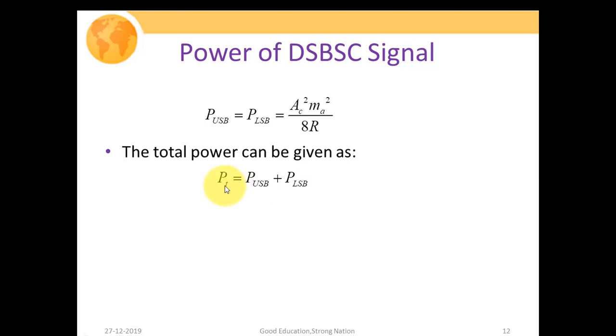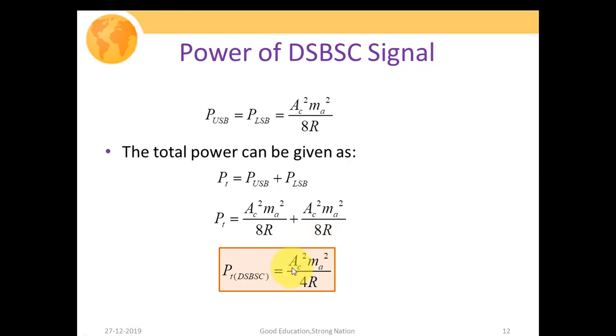So here the total power will be equal to the power in the upper sideband added with the power in the lower sideband. Total power is calculated as Ac square Ma square upon 8R plus Ac square Ma square upon 8R. The first expression represents the power in the upper sideband, and the second represents the power in the lower sideband. After adding, we have Ac square Ma square upon 4R, which is nothing but the total power of the double sideband suppressed carrier signal.